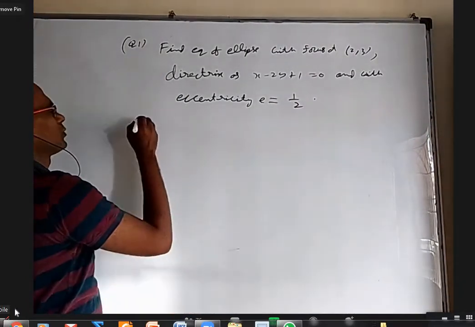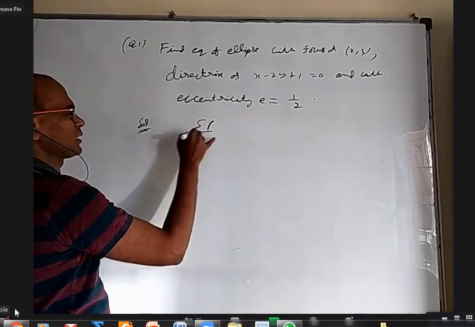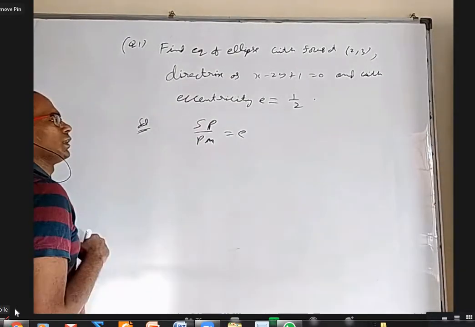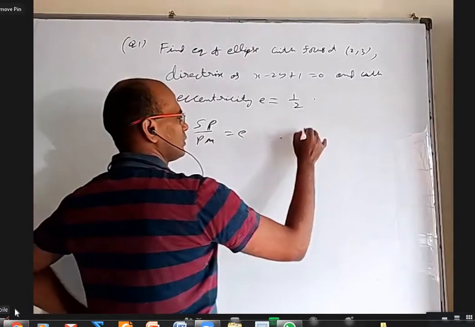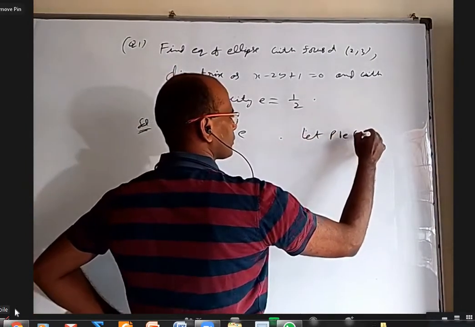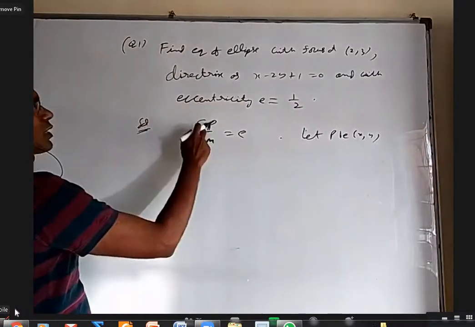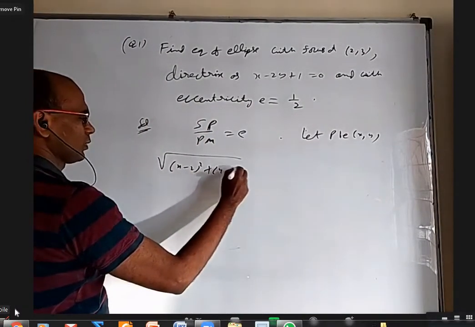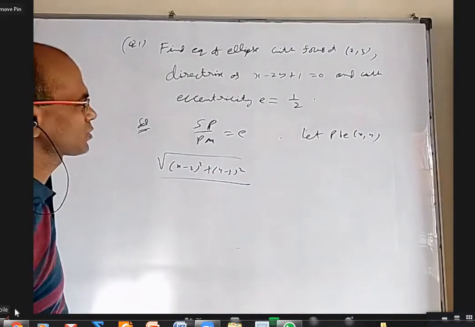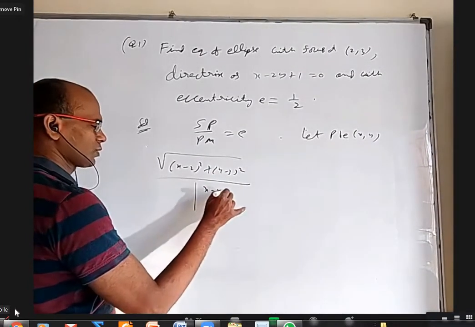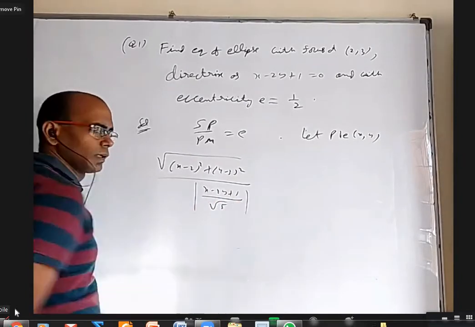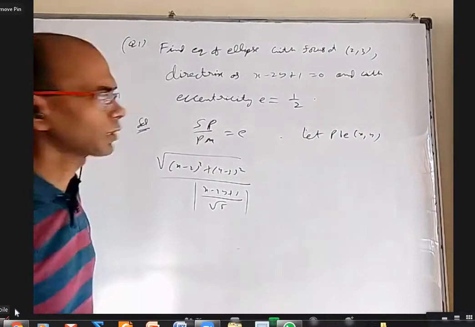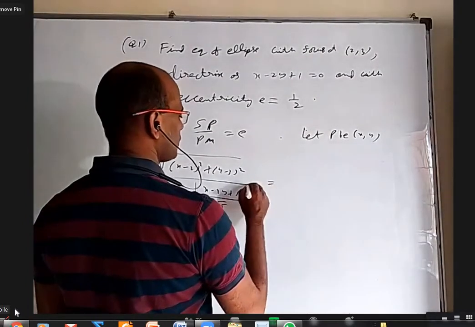Simply we'll use SP by PM equal to e. That is our definition. Let P be (x, y). What is the distance to the focus? SP means square root of (x minus 2) whole square plus (y minus 2). What is the distance to the directrix? Mod of x minus 2y plus 1 by root 5. From a point to a line, the distance formula is |ax1 plus by1 plus c| by root of a square plus b square. That should be equal to 1 by 2.